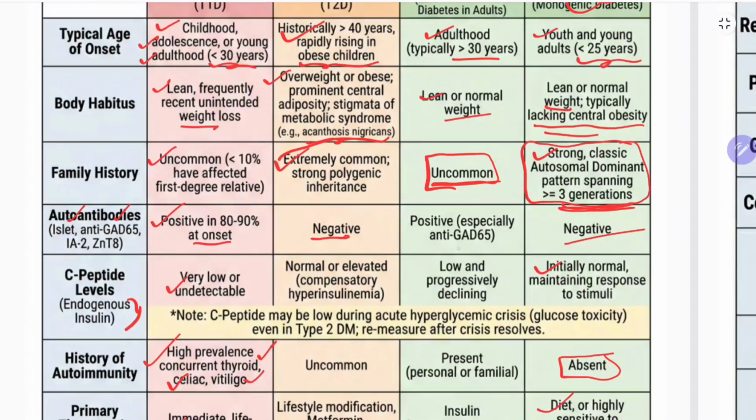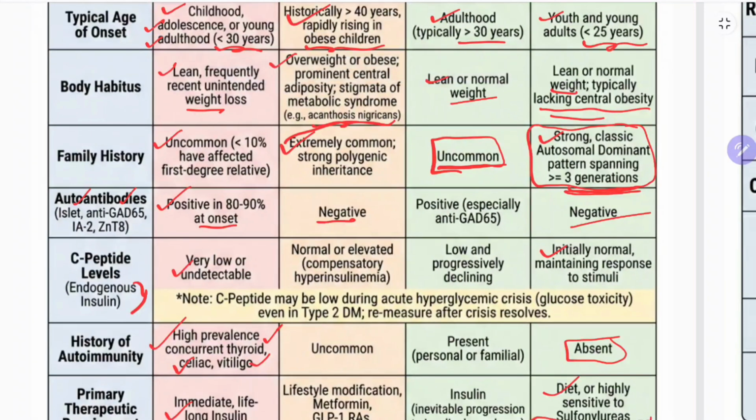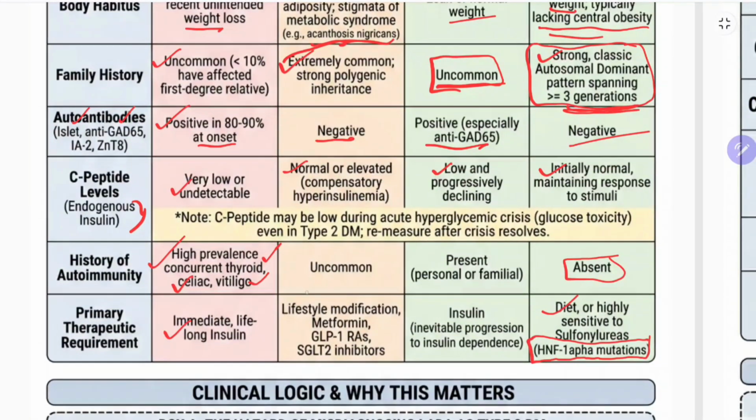Autoantibodies are negative in type 2 diabetes mellitus, whereas they are positive in LADA. C-peptide levels are normal or elevated because of compensatory hyperinsulinemia, whereas they are low and progressively declining in LADA. History of autoimmunity will be uncommon in type 2 diabetes mellitus, and present in LADA. Main treatment in type 2 is lifestyle modification, metformin, GLP-1 receptor agonist, SGLT2 inhibitors. Here the main treatment is insulin, inevitable progression to insulin dependence.